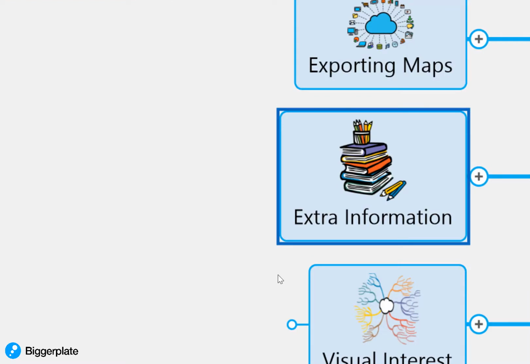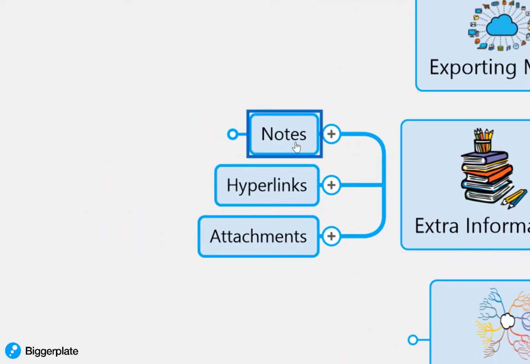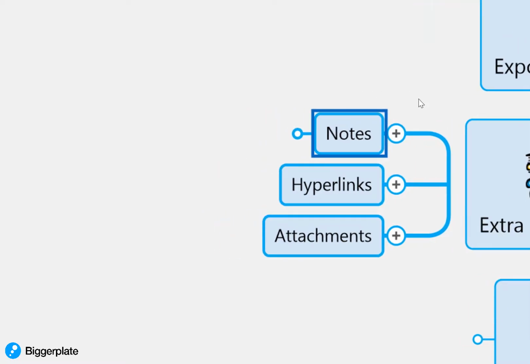When using software like MindGenius, you've got the great advantage of being able to add lots of extra information to your mind maps without cluttering up the surface. There's a number of different ways we can do this, and I'm going to show you just a couple. The first is one that we use extensively at Biggerplate, and that's the notes feature. This enables you to put essentially a mini Word document behind any single topic in your mind map.